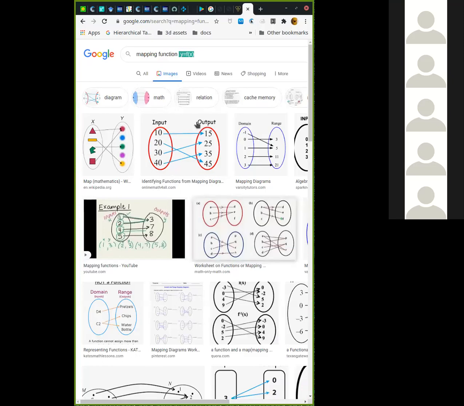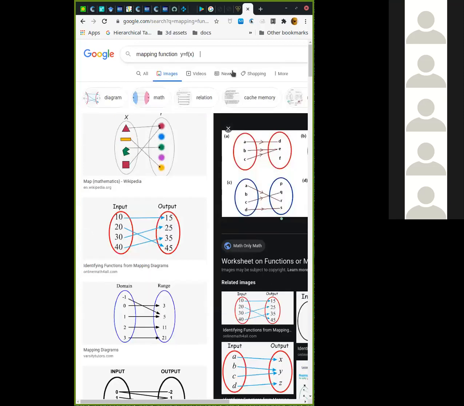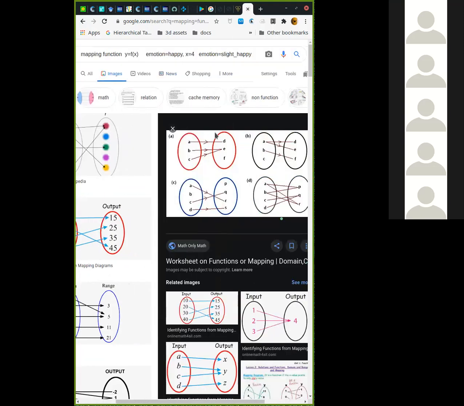To summarize what this project is about, the user will input y equals, say y is emotion. I want emotion equals happy to map to some value. I want emotion equals slightly happy to map to some other value. And then I might have emotion equals super happy, x equals 10, map to some other value. And then I want you to be able to interpolate in between. Does that make sense?